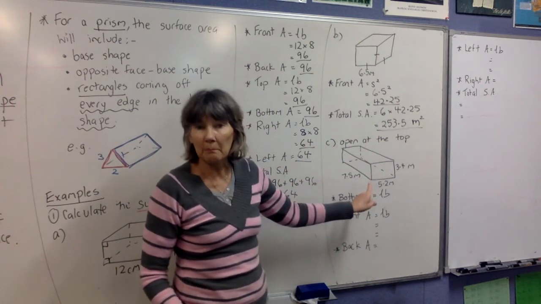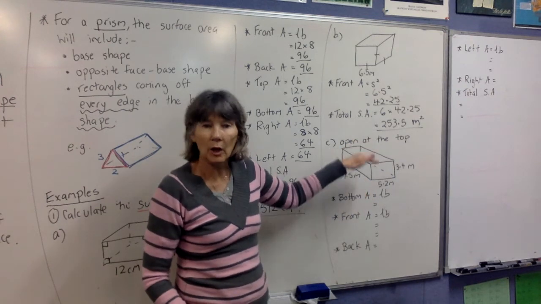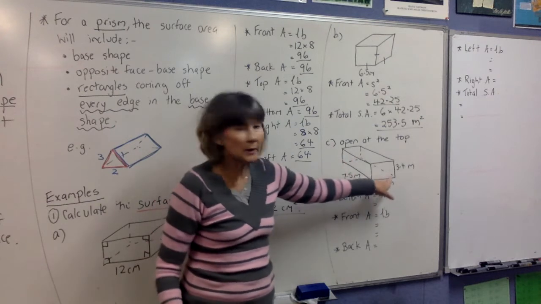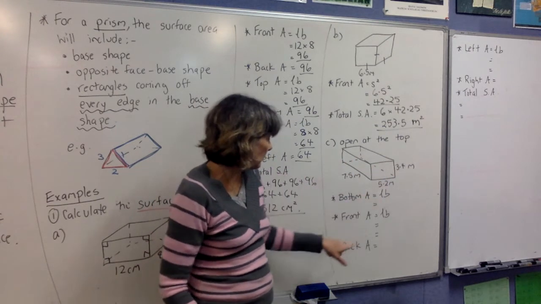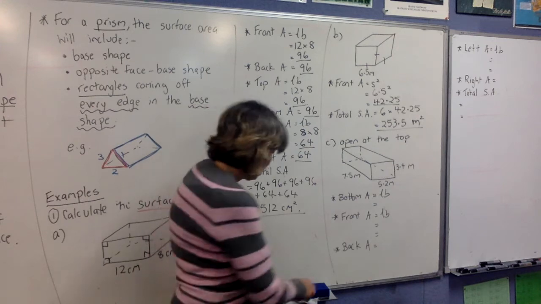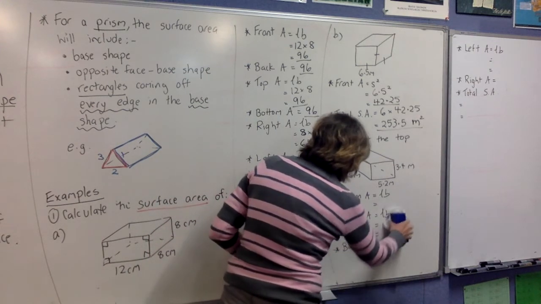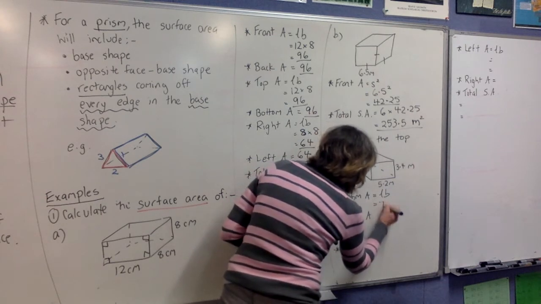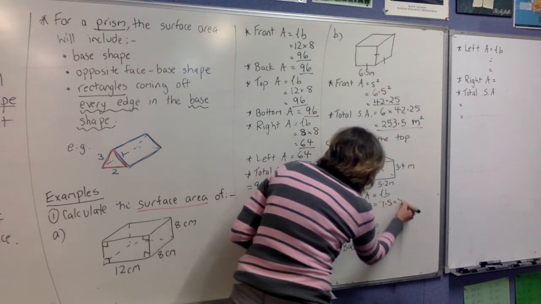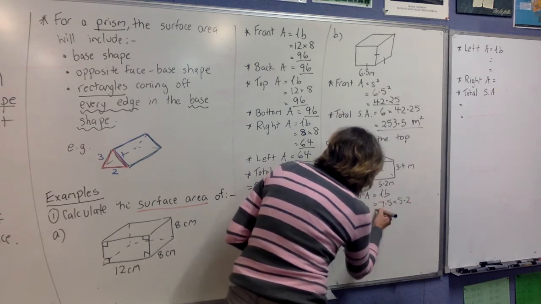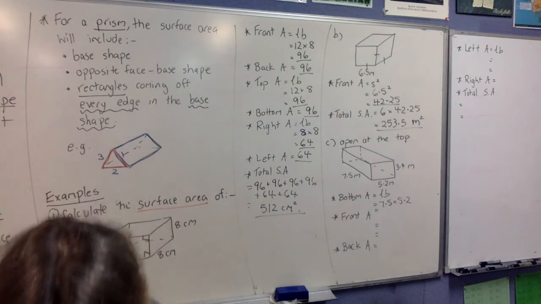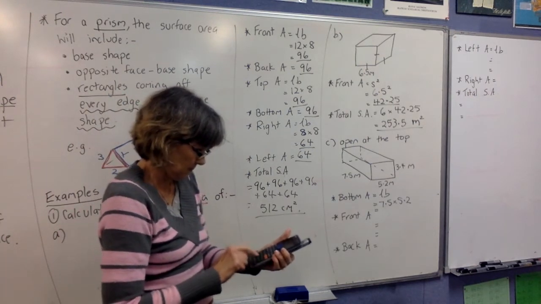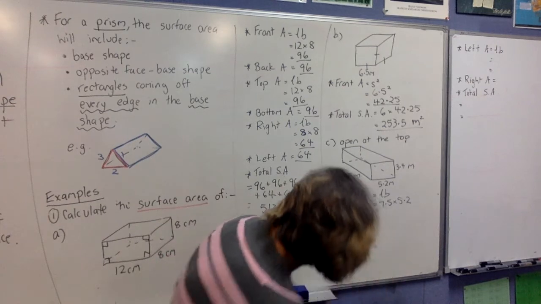So I know it's open at the top. I'm going to start by finding the bottom, because we're not going to have the top with this one. So the bottom area is this one down the bottom. It's a rectangle, so we're going to do area equals length by breadth. So we've got 7.5 times 5.2. And we'll work that out first and see what we get. And we get 39.